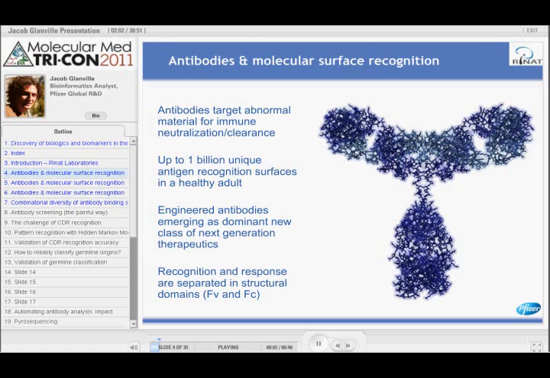So this is going to be a brief introduction into the molecule that I'll be discussing for the rest of the talk. This is an antibody. It's essentially nature's solution to molecular surface recognition. Your body produces a large number of them.